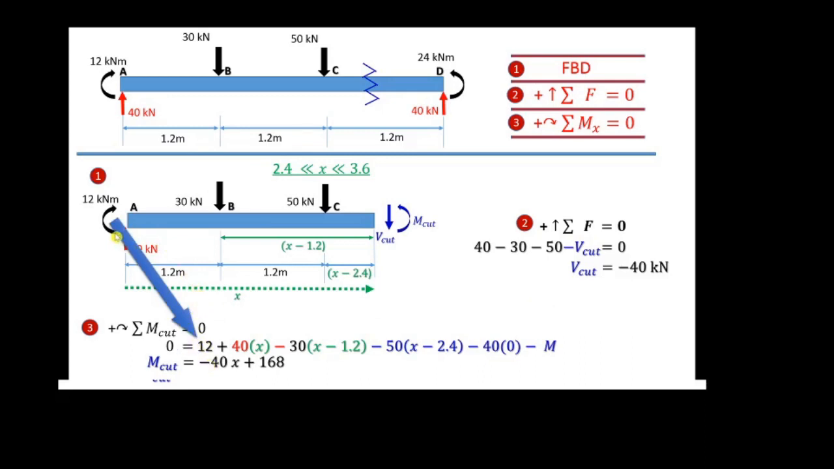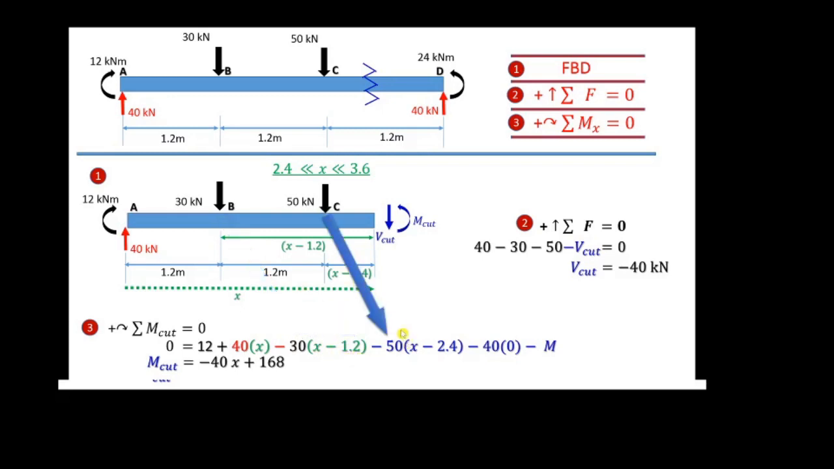Our 12 here, 12 is positive because it follows what we have declared as the direction. Okay, clockwise, it can be positive. Plus 40x. The 40 is the value of force and d is the distance from point A to the cut point. So the distance is x. So we have here 30, 30 multiplied by the force value, d for the distance. The distance from point B to the cut point is x minus 1.2, so you can get the distance x minus 1.2.